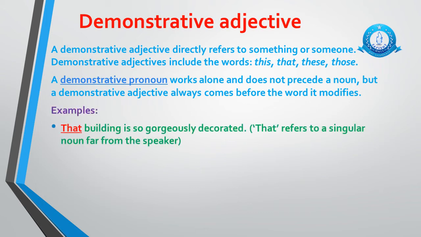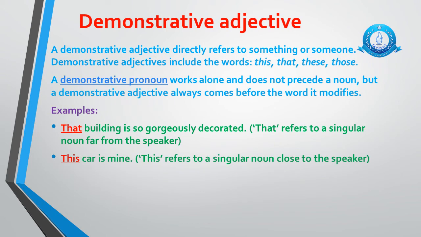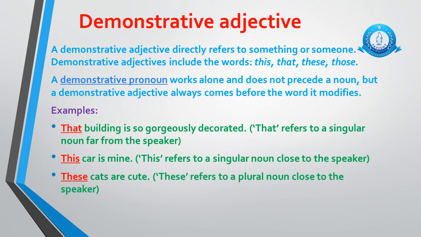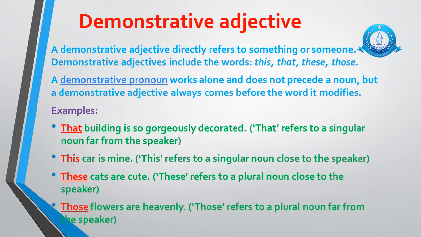Examples are: That building is so gorgeously decorated. That refers to a singular noun far from the speaker. This car is mine. This refers to a singular noun close to the speaker. These cats are cute. These refers to a plural noun close to the speaker. Those flowers are heavenly. Those refers to a plural noun far from the speaker. Now in these examples, that, this, these and those are demonstrative adjectives as they are qualifying the nouns: building, car, cats and flowers.